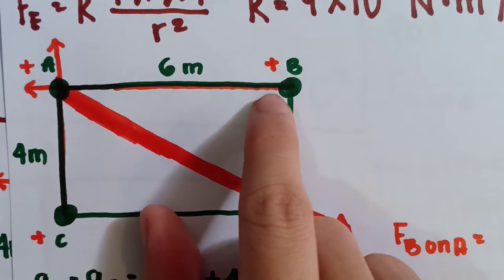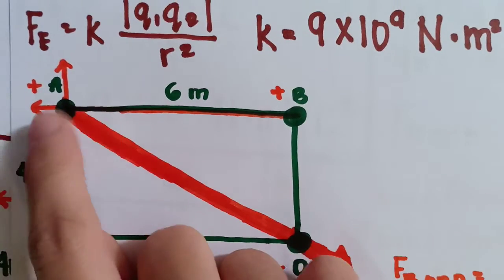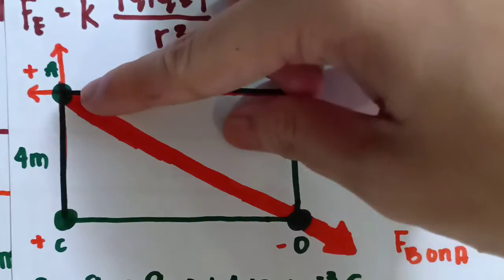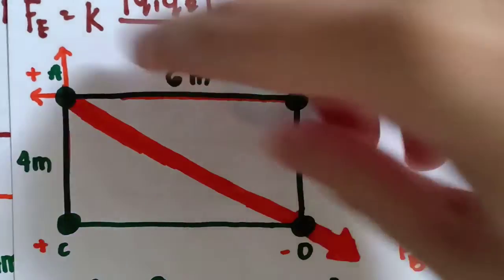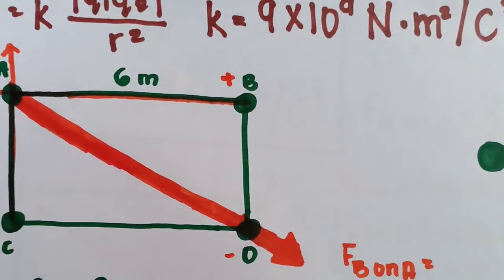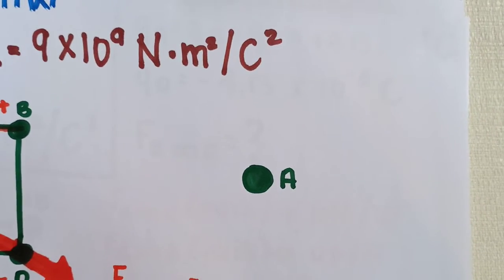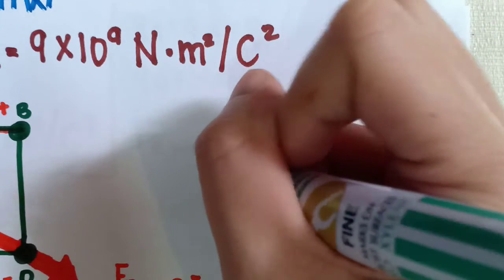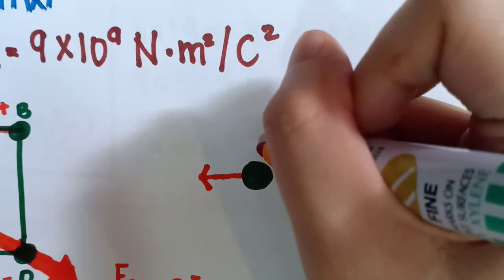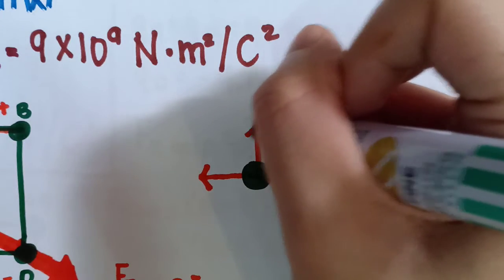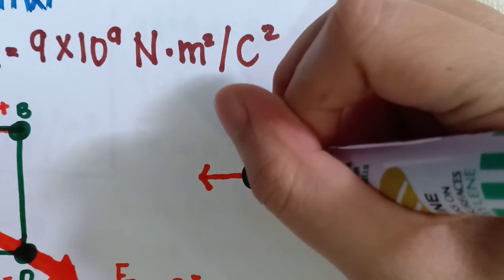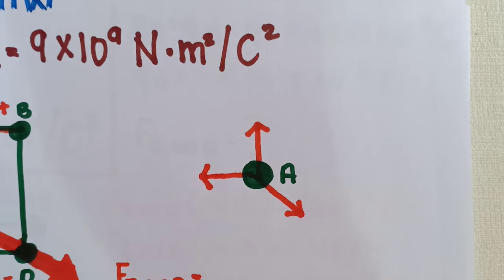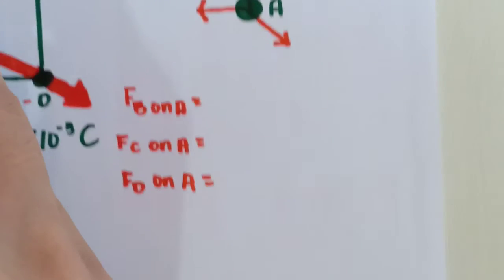Okay, there we have it. B pushes A to the left. C pushes A upwards. And D pulls A south of east. So let us isolate A and its directions. B pushes A to the left, C pushes A upwards, and D pulls A south of east. Something like that. That's the diagram. Let's show it on the table.